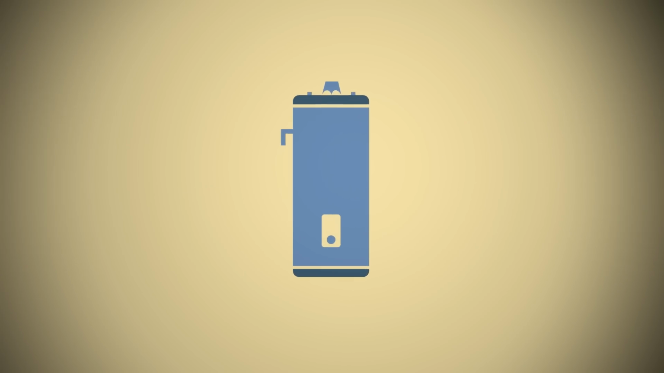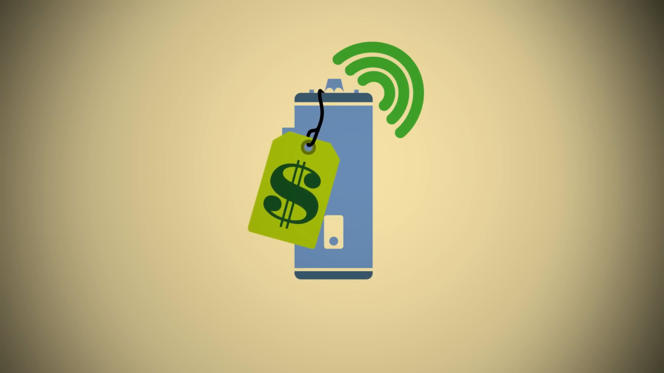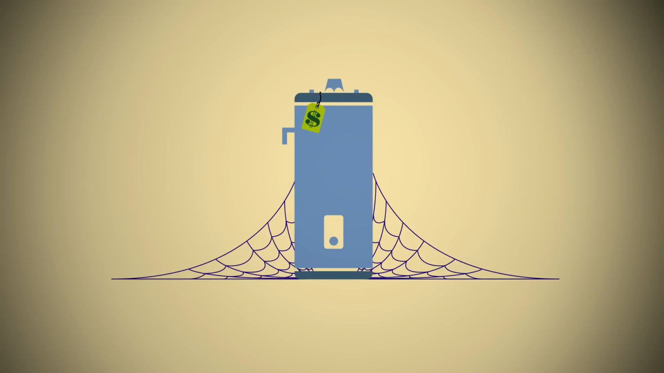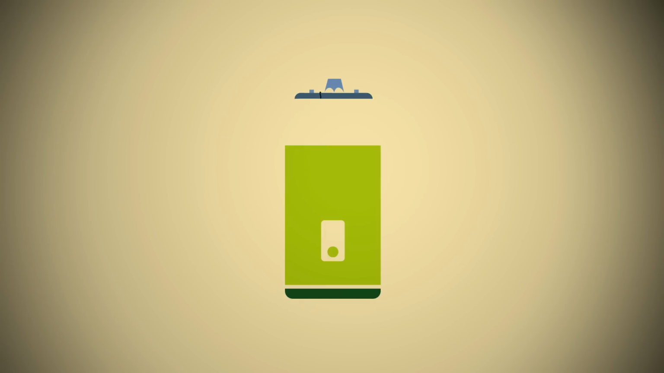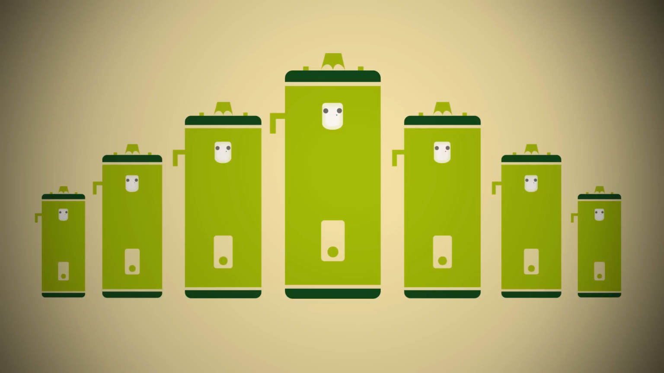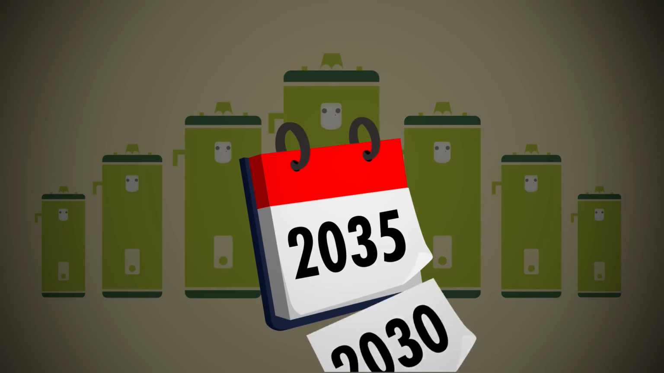The CEA 2045 also avoids the cost of embedding network technology into products, which can quickly become obsolete, and allows systems to be upgraded as technology evolves. This shift addresses a key requirement of mainstream DR-ready appliances, some of which may last 20 years or more.